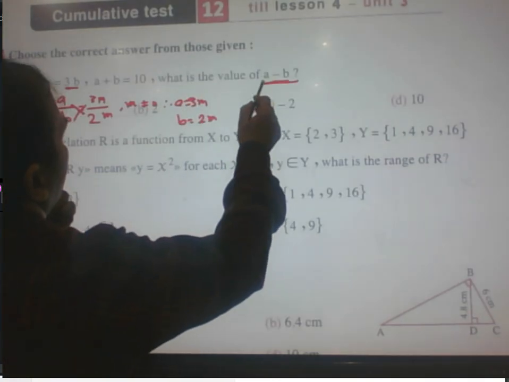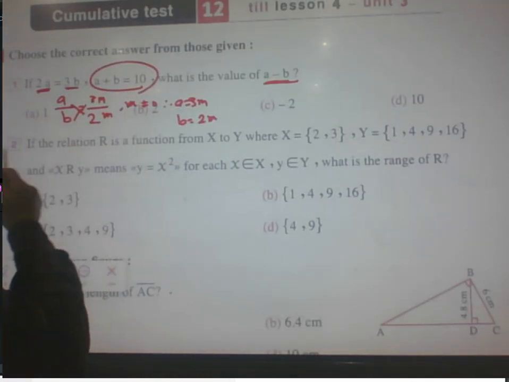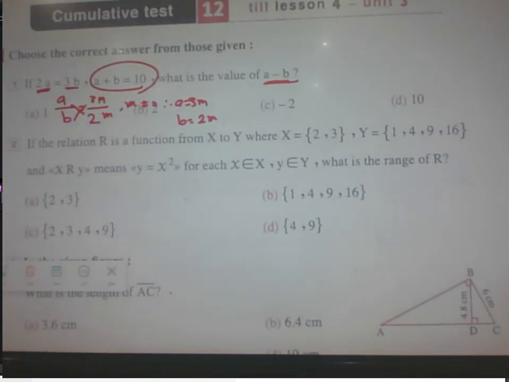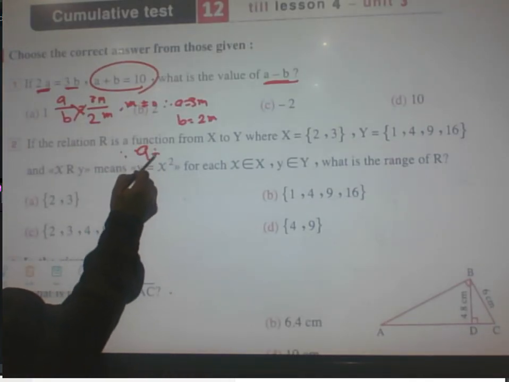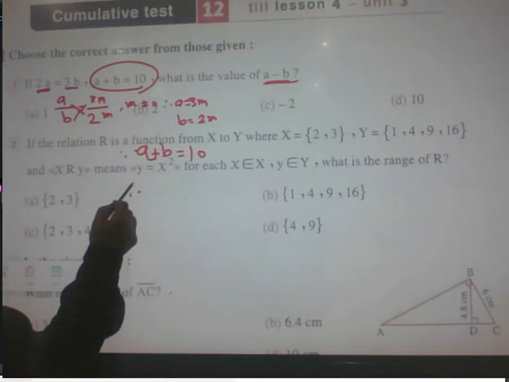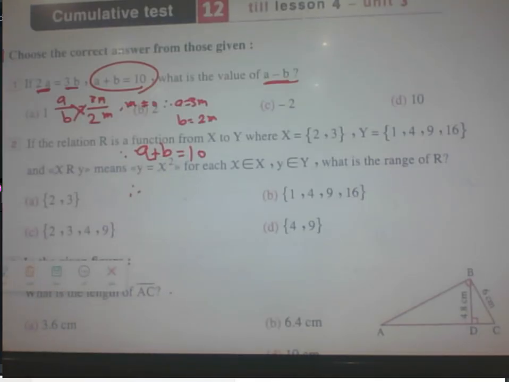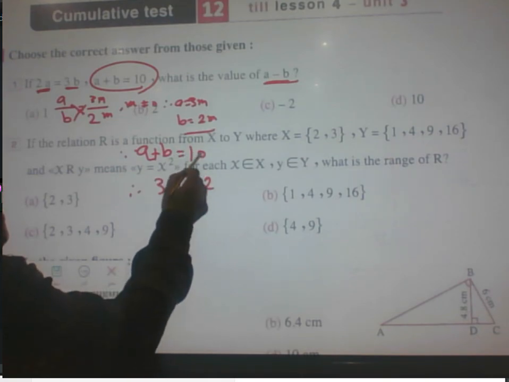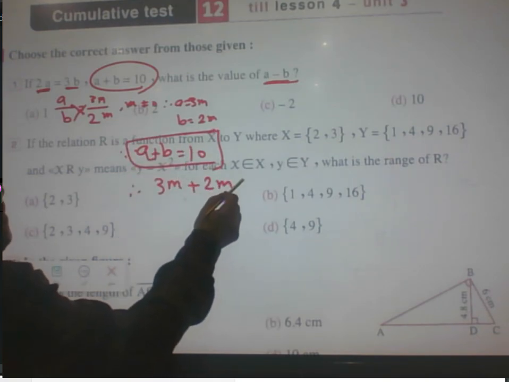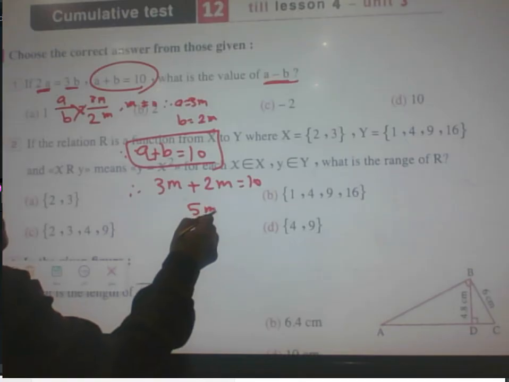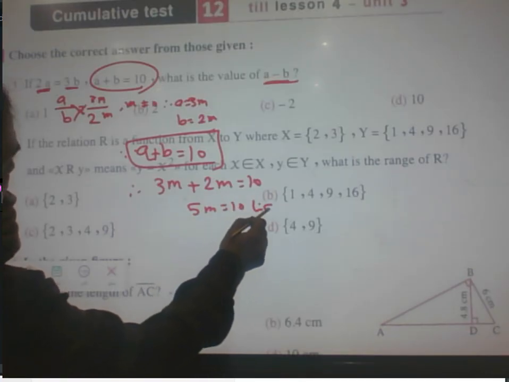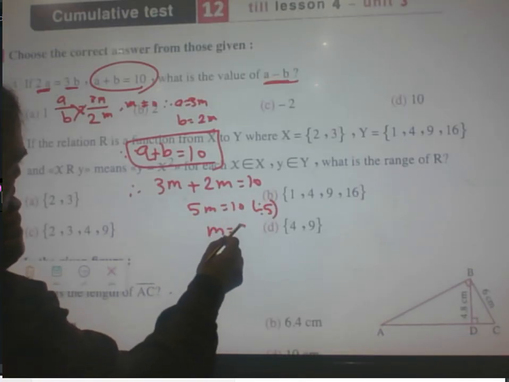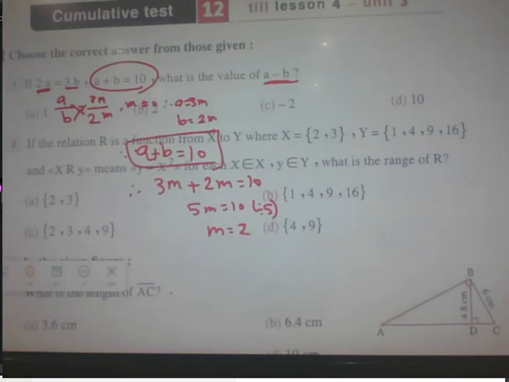Then I will put the values here. But first, he gave the relation a plus b equals 10. Then I will add now: the value of a was 3m and the value of b was 2m. The summation was 10, then we have 5m equals 10. We can divide by 5, then the value of m will be 2. 10 divided by 5 equals 2.